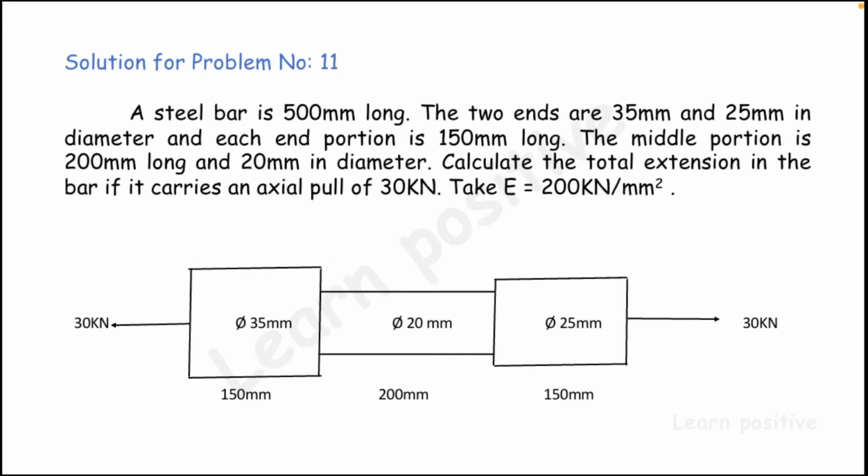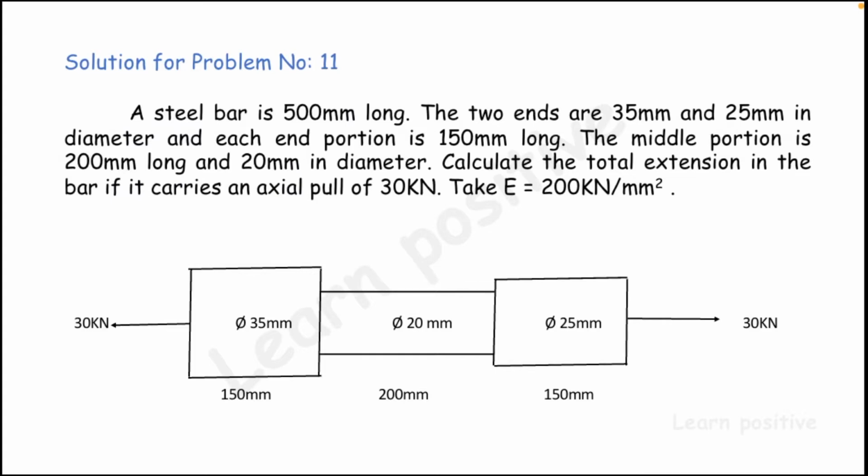A steel bar is 500 mm long. The two ends are 35 mm and 25 mm in diameter, and each end portion is 150 mm long. The middle portion is 200 mm long and 20 mm in diameter. Calculate the total extension in the bar if it carries an axial pull of 30 kN. Take capital E equal to 200 kilonewton per millimeter square. So this is the question given to us.